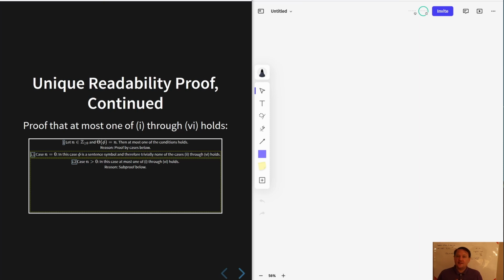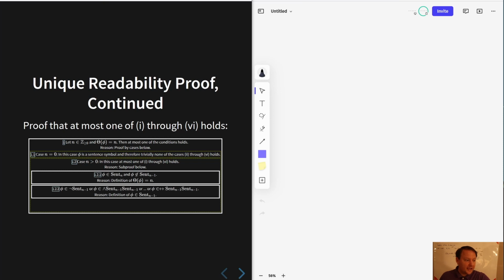But then, because n is strictly positive, Cent n is the union of several other sets, namely Cent n minus 1, union negation of Cent n minus 1, union any other binary connective applied to Cent n minus 1, Cent n minus 1. So that's what Cent n is. And because of the statements we've made about the complexity, we know that phi is not in Cent n minus 1, so it's not in that part of the union. So it must be coming from either the negation or one of the other binary connective sets.